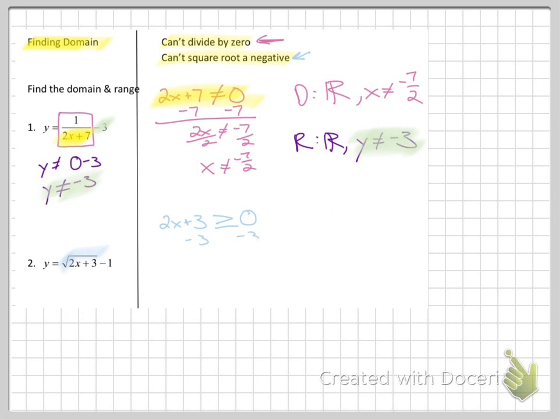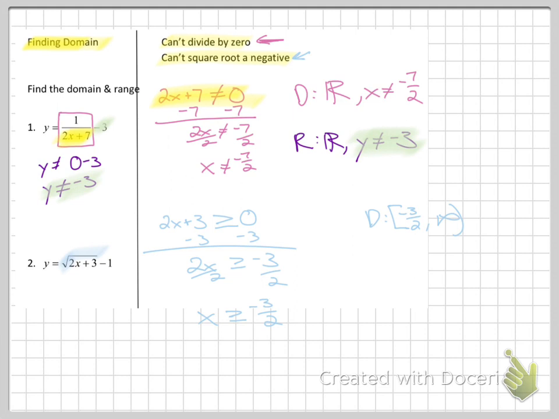Minus the 3. 2x has to be greater or equal to -3. Divide by 2. X has to be greater or equal to -3 over 2. For domain, the way we say greater or equal to is bracket -3 over 2 to infinity, right? It has to at least be -3 halves. But it's greater than that, so it can go on to infinity.